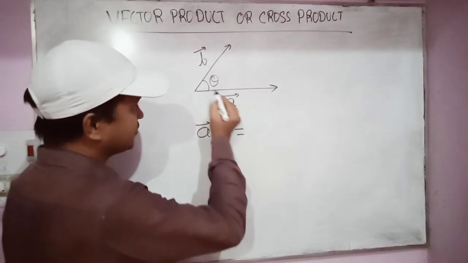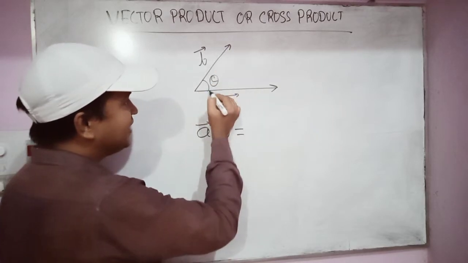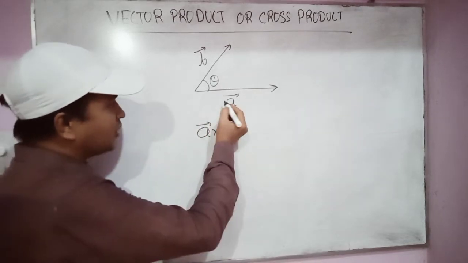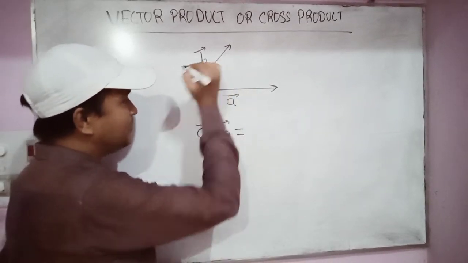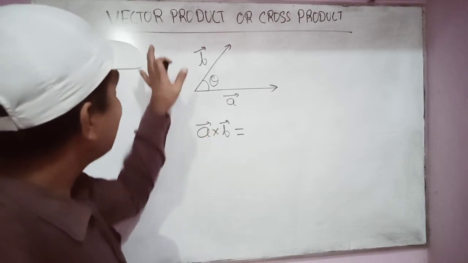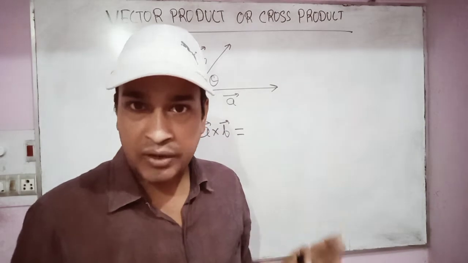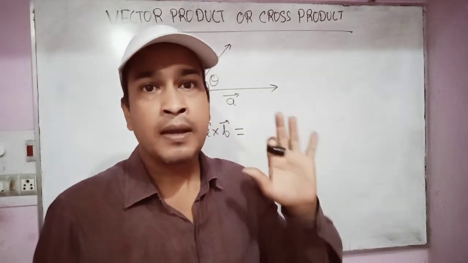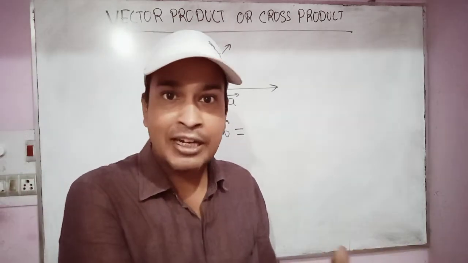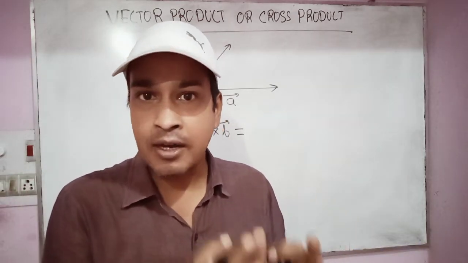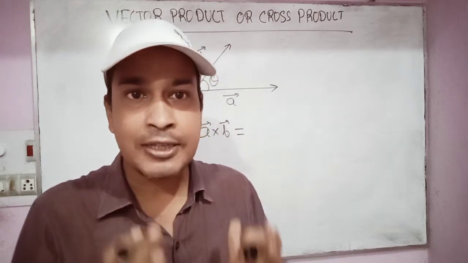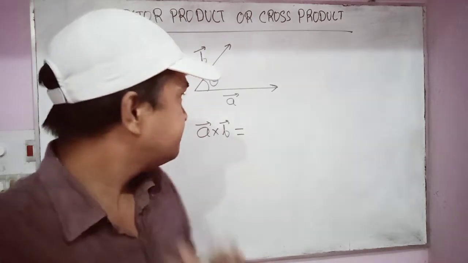See, here are two vectors, vector A and vector B. Theta is the angle between vector A and vector B. So the cross product or vector product of the vector A and vector B is denoted by vector A cross vector B. And remember that the vector product or cross product of two vectors is a vector quantity. As we had seen in the earlier lecture, dot product of two vectors is a scalar quantity, but the vector product or cross product of two vectors is a vector physical quantity.